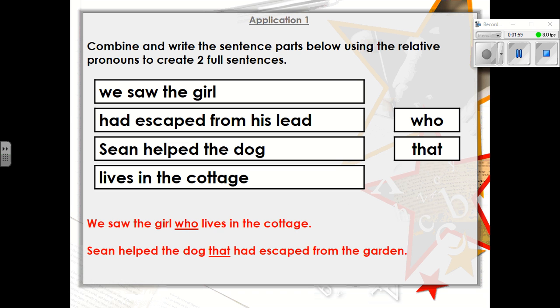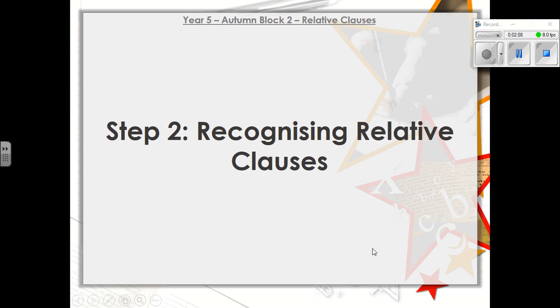Okay, and here are our answers. We saw the girl who lives in the cottage using that relative pronoun, and Sean helped the dog that had escaped from the garden. We're going to move on now to recognising relative clauses. Relative clauses, remember, we've been through before already, but we're touching on it again now.